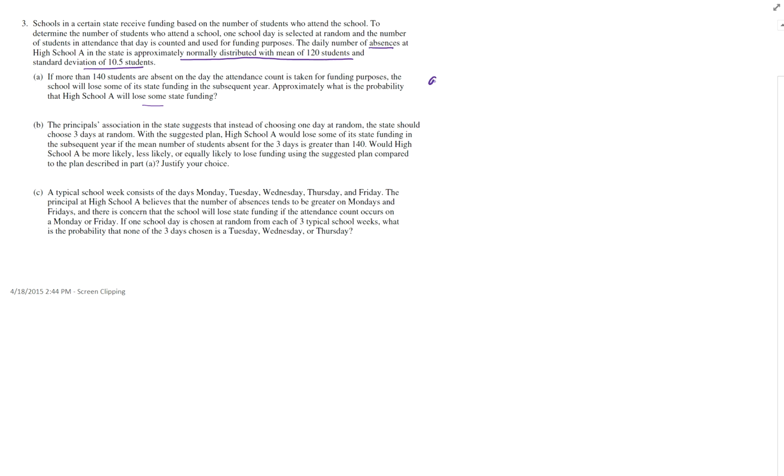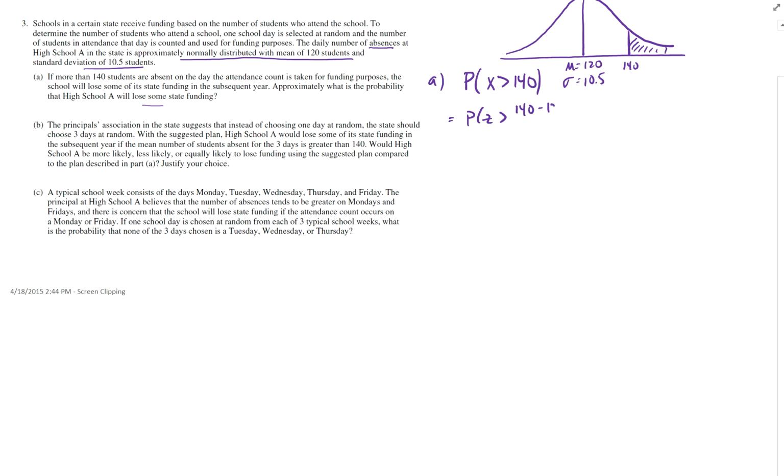So A, they will lose funding if it's greater than 140. So what's the probability that X is greater than 140? Basically we're looking at this: mu is 120, sigma is 10.5, and we've got 140, so what's that probability? Well, that's the probability that Z is greater than (140 minus 120) over 10.5.